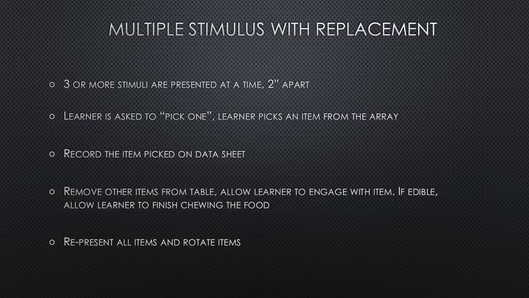When you present all the items again, remember to vary the position of each item. That way, they don't show that they only select the item that's directly in front of them, or directly to the right of them, or directly to the left of them. Some of the children that we work with will have a place bias. This means that they have a tendency to select items that are always on the right, or always directly in the middle.